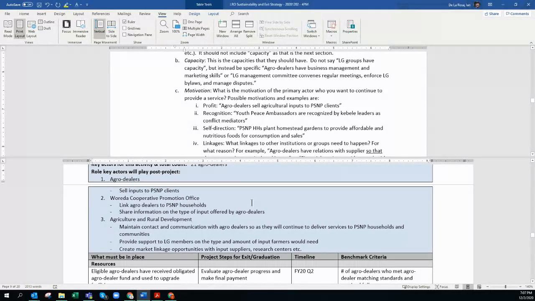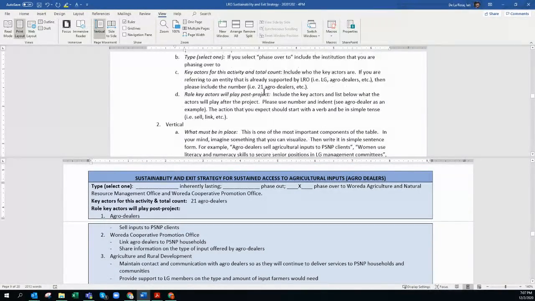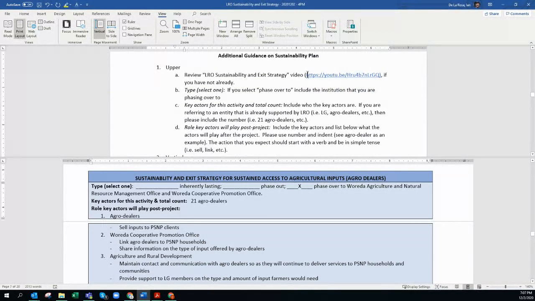So let's start with the upper section. For the upper section, I've written up something here. One, if you haven't seen the video that we did before, which I believe the majority of you have, I'd encourage you to look at that. When we have some examples of inherently lasting, phase out, and phase over, I'm just going to ask if people can say phase over to, and then name the institution that you're phasing over to. Now, it's not going to be that in all cases things are going to be phased over to something, and we should be clear about that.